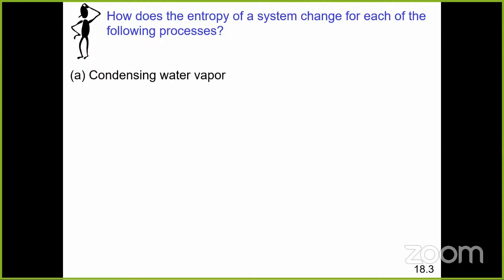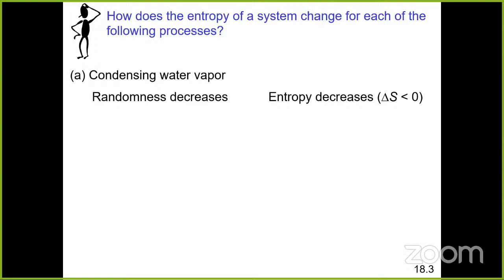So would that correspond to an increase or a decrease in entropy? Condensing. You know what condensing means? Condensing means what? You're going from what state to what state? From gas to liquid, exactly. So again, is delta S positive or negative? In this case, it will be negative. So there will be a decrease in entropy, and therefore delta S will be negative.